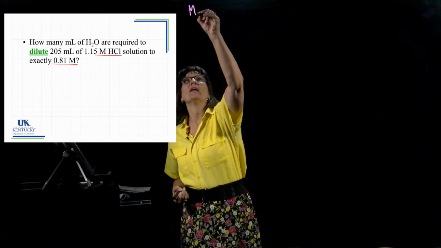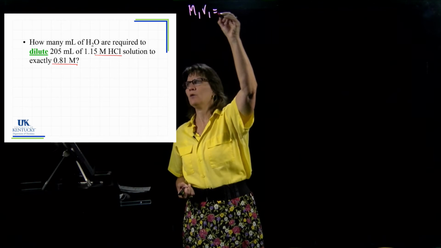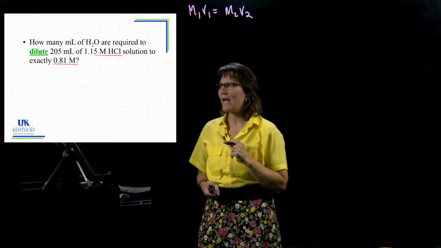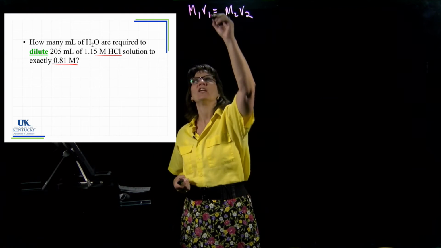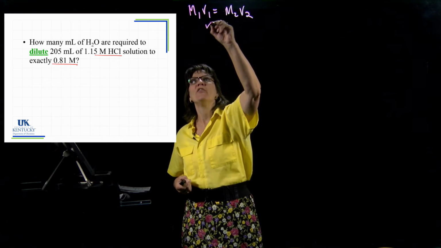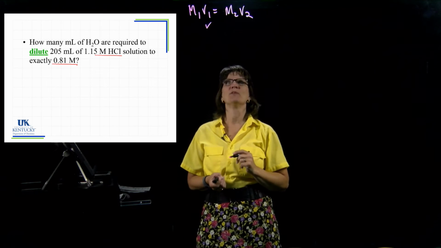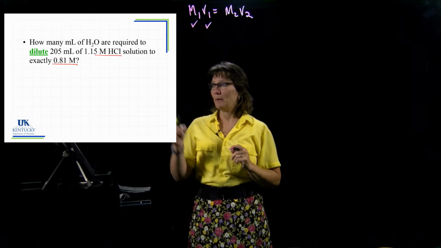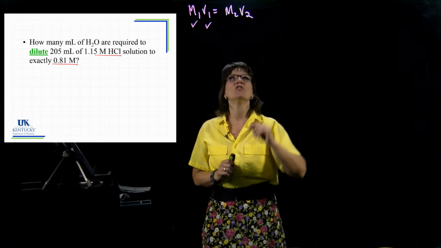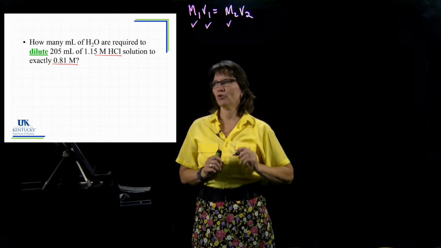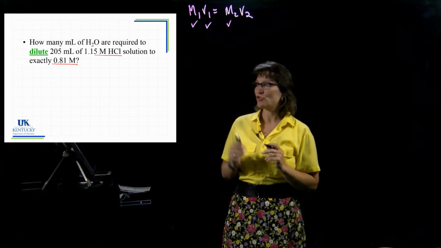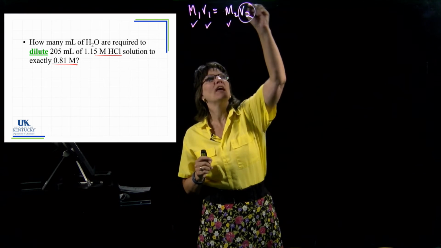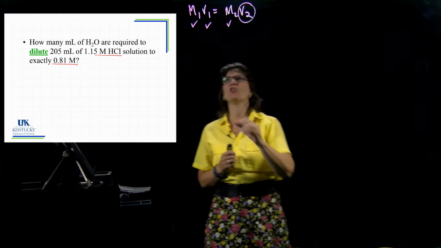Dilution formula: M1V1 equals M2V2. I read along and see that they're giving me V1, I'm starting with 205 milliliters. They're giving me M1, it's 1.15 molar. They're telling me what I'm diluting it to, so they're giving me the new concentration, 0.81. So this is the one thing in that formula that I don't know, so let's solve for that.